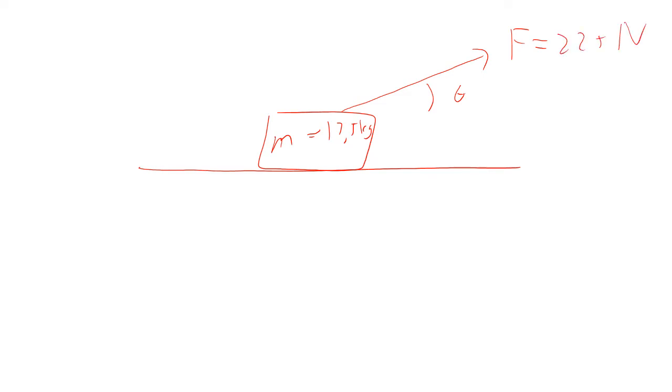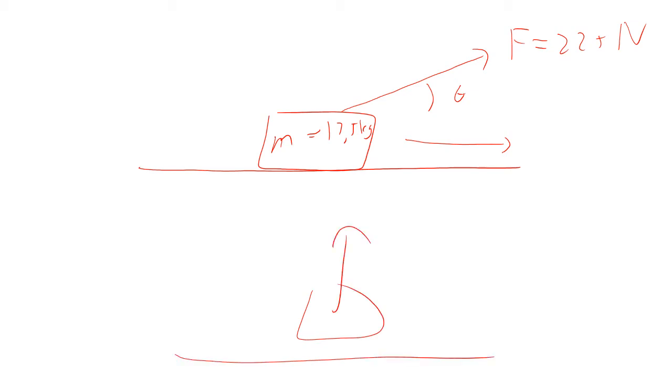225 newtons. Now, I want to pull, but I want to drag it horizontally. I do not want to lift it off the surface. Okay, so I don't want it coming off the surface. So you look at it and say, well, why is this even an option? Well, we got mg pulling down. We got F pulling at some angle theta.